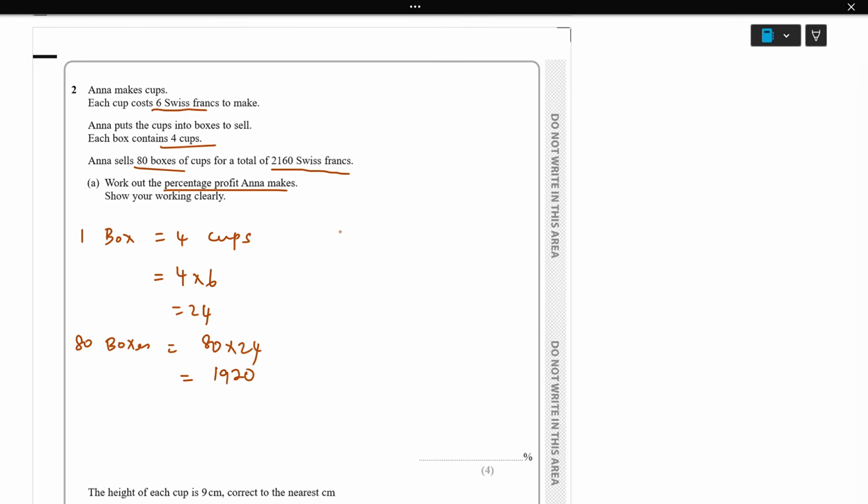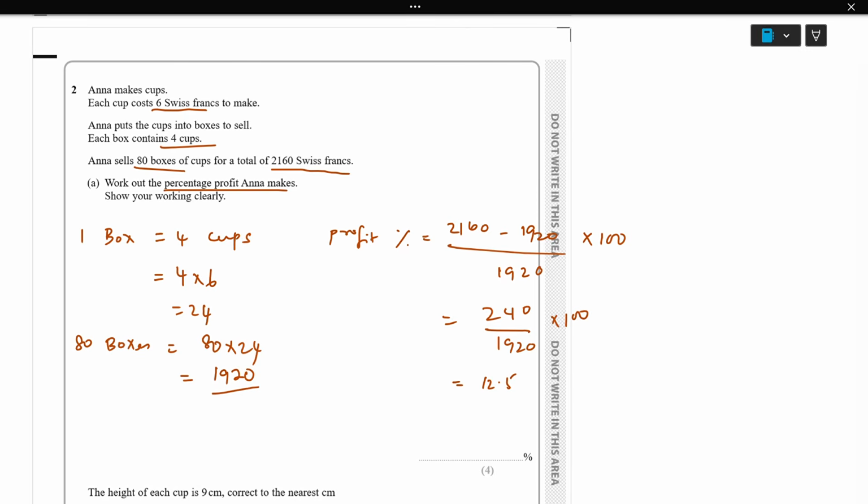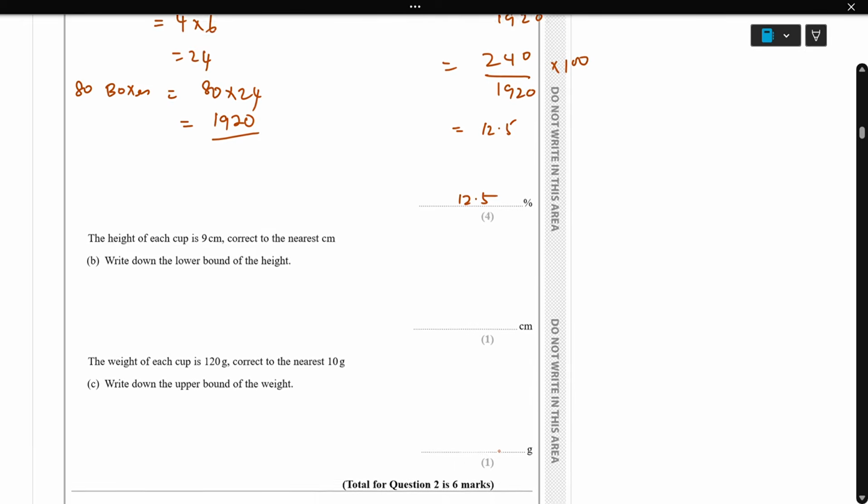So we are going to find the profit percentage. The profit is 2160 minus the production cost 1920, over the original amount, the production cost of 1920, times 100. When you subtract, you will get 240 over 1920 times 100. The answer is going to be 12.5. So the profit is 12.5 percent.